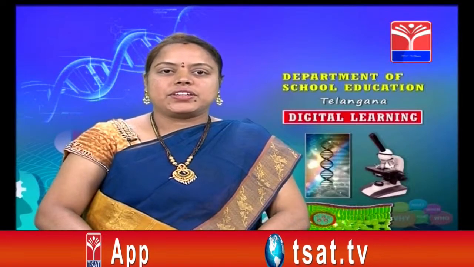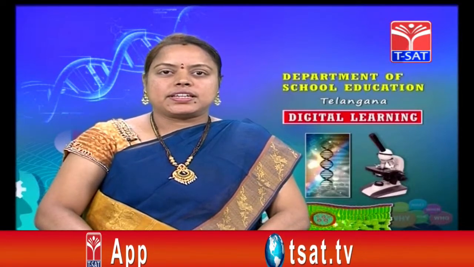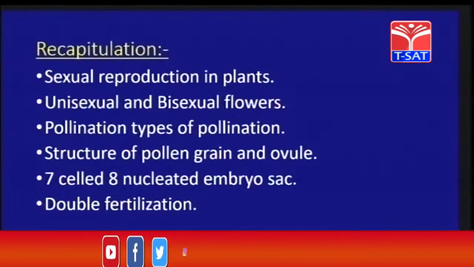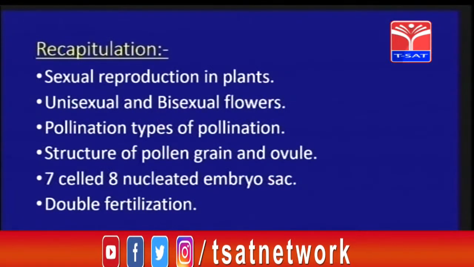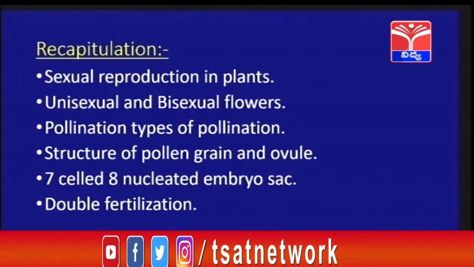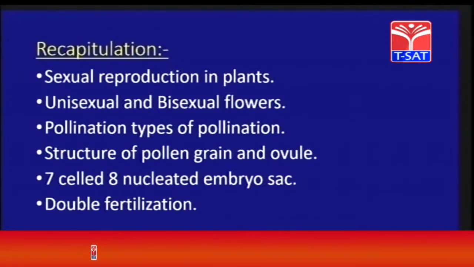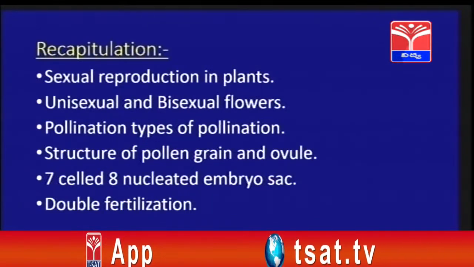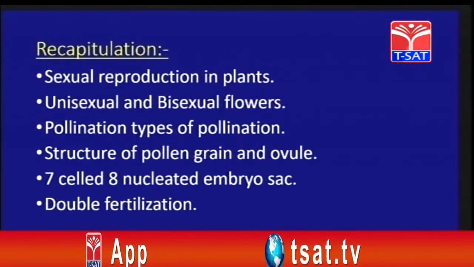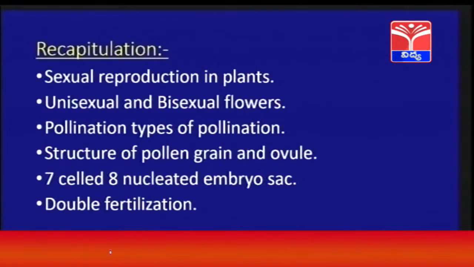Children, let us recapitulate what we have studied in our previous class. We discussed sexual reproduction in plants, unisexual and bisexual flowers, pollination, types of pollination, structure of pollen grain and ovule, the 7-celled 8-nucleated embryo sac, and most importantly, we discussed double fertilization.